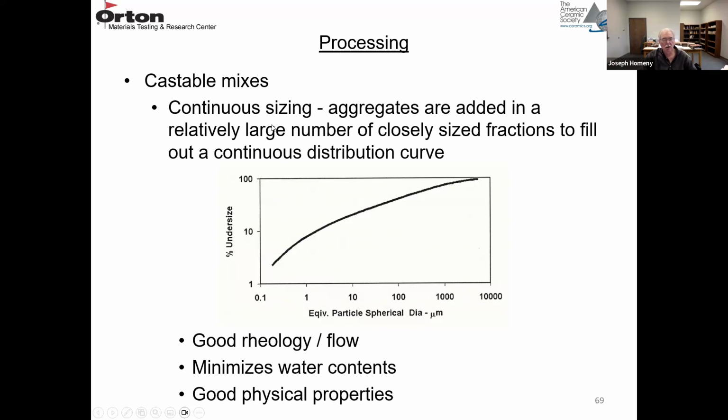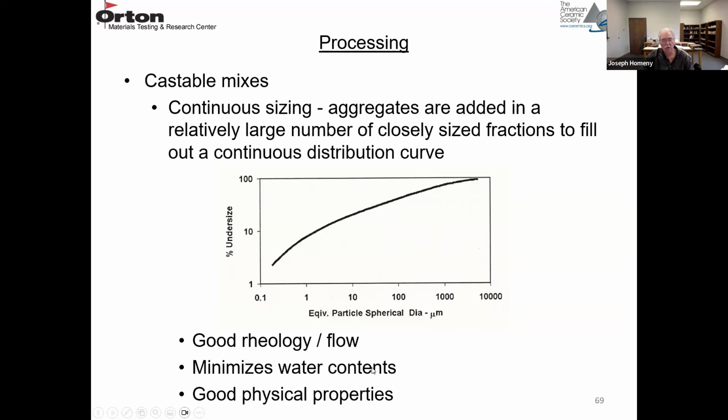The other approach is a continuous sized material. So aggregates are added in a relatively large number of closely spaced size fractions to make a more continuous distribution curve. So this is percent undersized from 1 to 100 on a log scale. And then this is the particle size diameter in microns, so from maybe 0.1 to 10,000 microns. So you have this continuous size distribution. It's not gap sized. So that gives good flow, good rheology type properties.